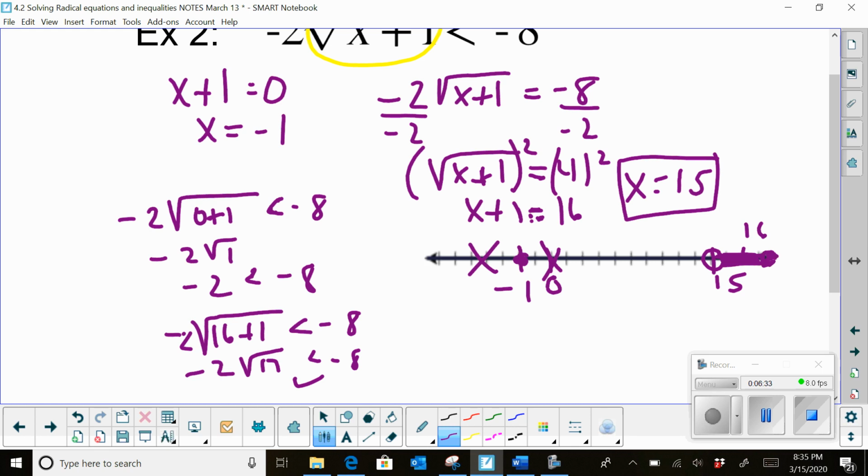So I know I'm going to shade off to the right, and that's just going to be greater than 15. You don't care about -1 because if nothing to the left of 15 works anyway, then -1 doesn't matter. So you're going to do 15 to positive infinity, and that would be how you write your answer in interval notation. Hopefully I'm writing well enough for you to understand. I'll get better as we go through, I promise.